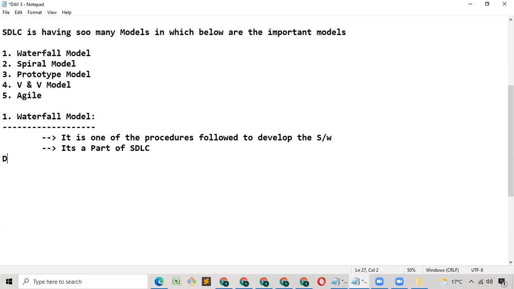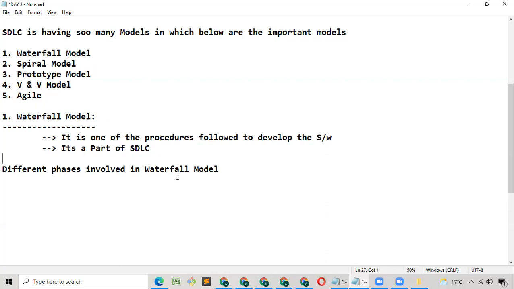Different phases involved in waterfall model. Waterfall model. I think why I'm typing very slow. So why suggestions are not coming?